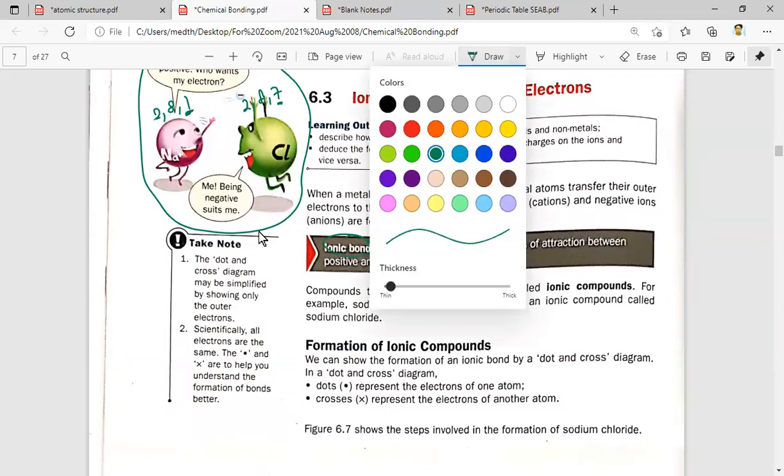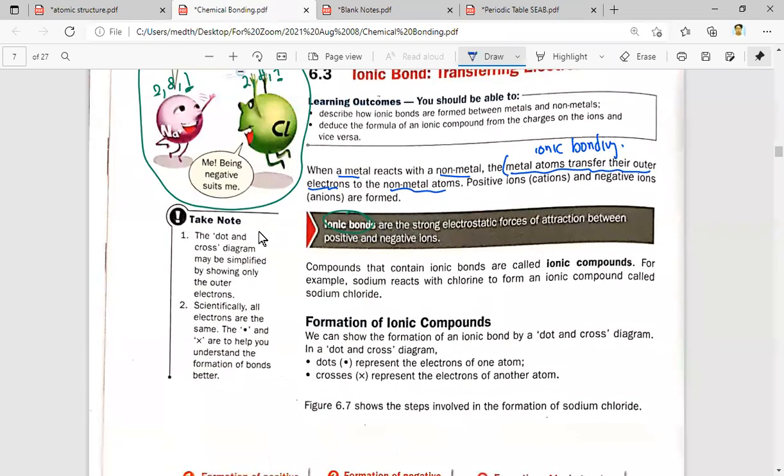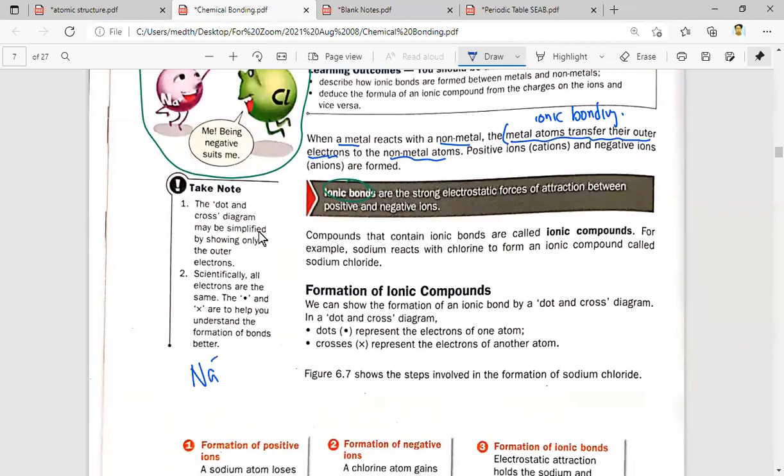Now, what exactly happens and what is it about ionic bonding? So take note, when a metal reacts with a non-metal, the metal atoms will actually transfer their outer electrons to the non-metal. This transference of electrons is actually called ionic bonding. Okay? Now, after ionic bonding, you have an Na plus and you have a Cl minus, example over here.